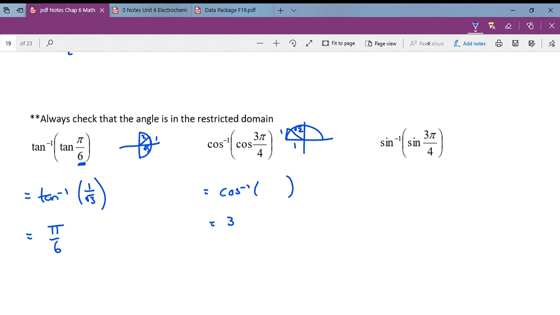Okay, and so then I'd be looking at 1 over √2. This would be -1 over √2. And then the inverse cos of -1 over √2 is 3π/4. So really all I had to check was that this was in the restricted domain.